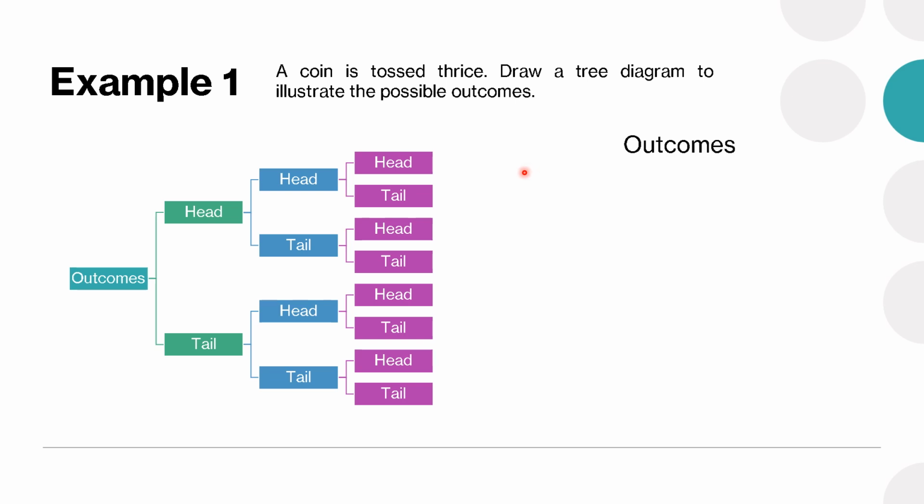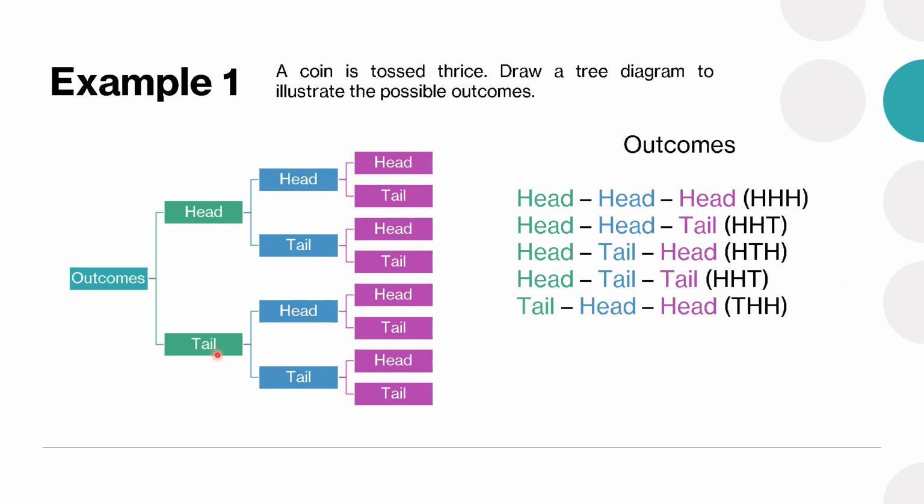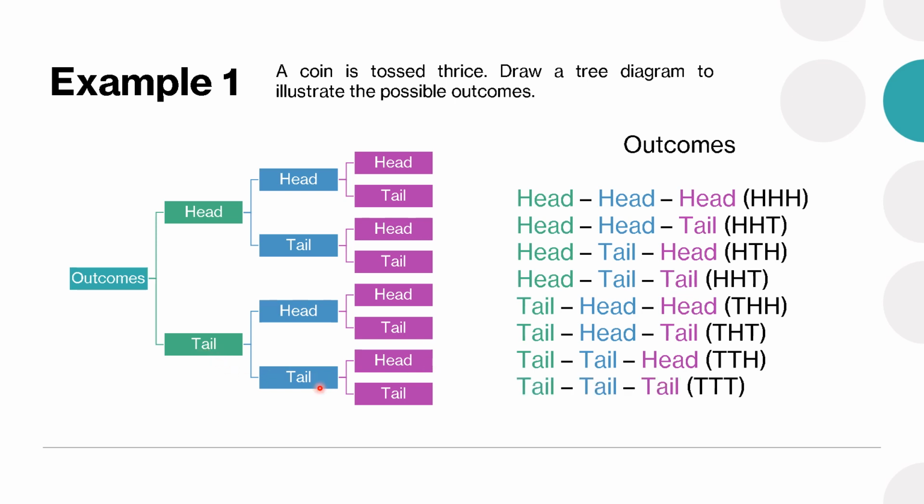So the first outcome is head, head, head. As you can see, this is head, head, head. We denote that as triple H. Then the second outcome would be head, head, tail. The third outcome is head, tail, head. The fourth outcome is head, tail, tail. Now, the fifth outcome is tail, head, head. The next outcome is tail, head, tail. We have the next outcome, which is tail, tail, head. And the last outcome, which is tail, tail, tail.